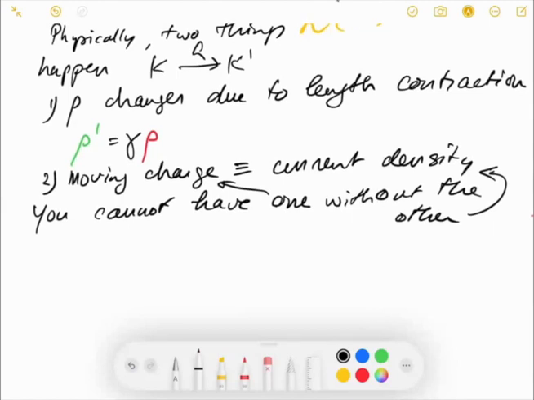So that means that in the K prime frame, there's a current density J prime that is equal to, by definition, rho prime times V. And rho prime, of course, from here, is going to be gamma rho times V. Oh, it's going to be very colorful. I like it already. Okay, this, of course, comes from here.